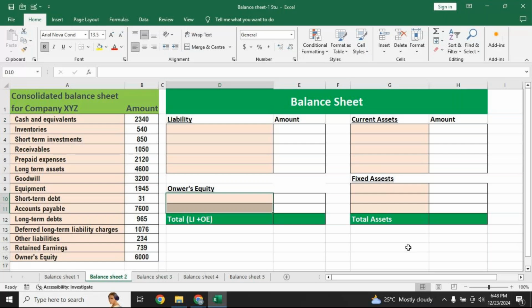Just you need to put the line items at their appropriate place. Perfect.